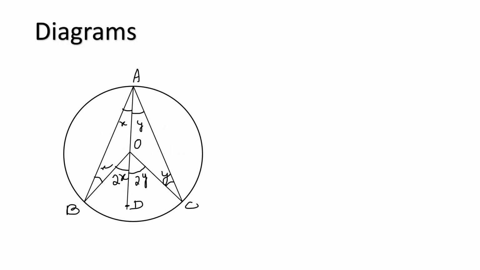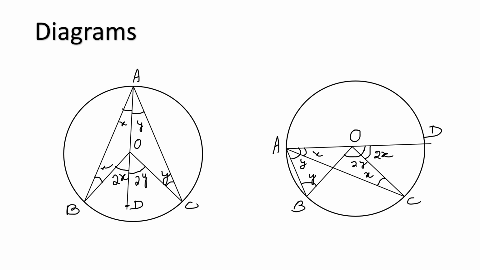Alright, so the diagrams are, first one is this one. You would have learned this already. But there is another diagram also that can be drawn, this one. Now in both the cases, angle BAC is the angle at the circumference, angle BOC is the angle at the center, and what we need to prove is angle BOC is twice the angle BAC. So let's consider the first diagram first.